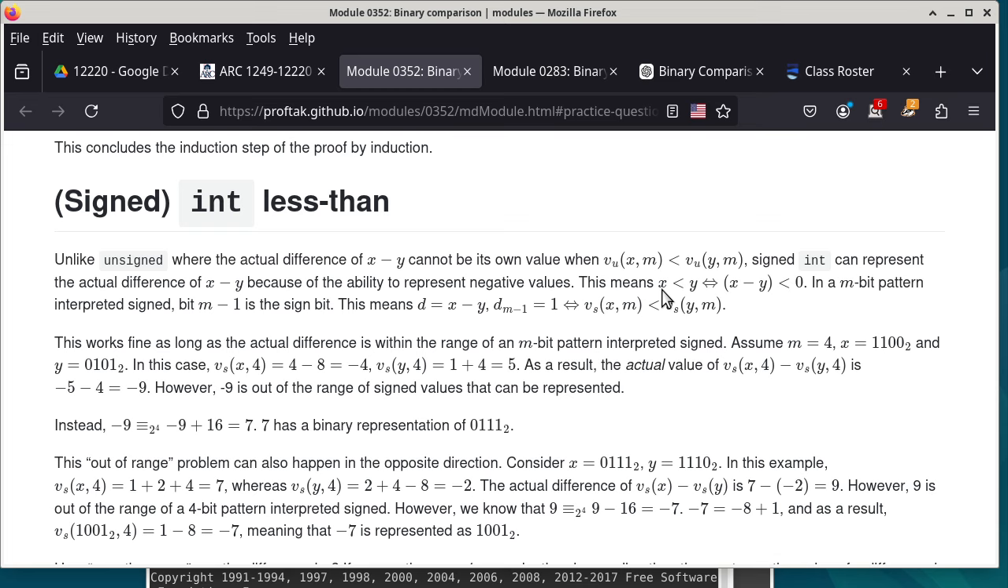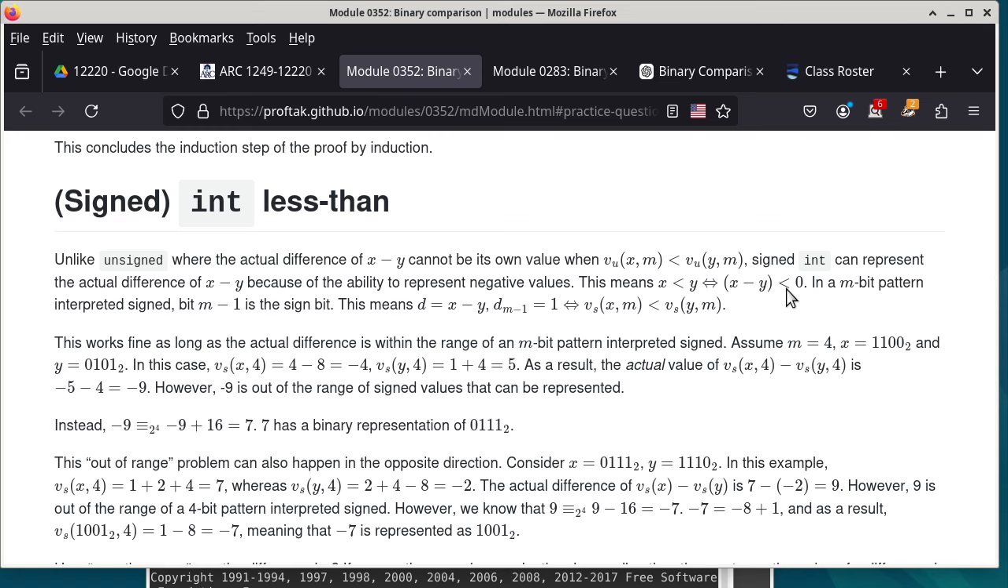On the other hand, when we look at signed subtraction, which means we look at x and y as something that can represent both positive and negative values, so can the difference, okay? So that means x is less than y if and only if x minus y is less than 0. Does that make sense to you? Which branch of math did I use to infer that x is less than y if and only if x minus y is less than 0?